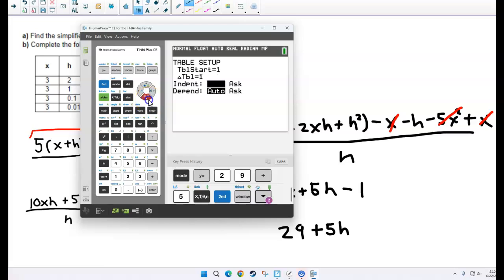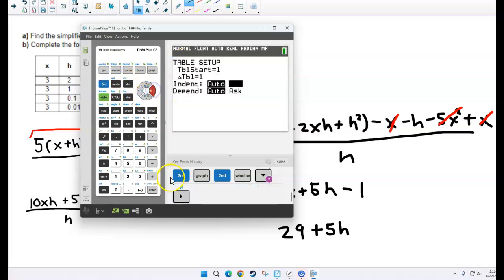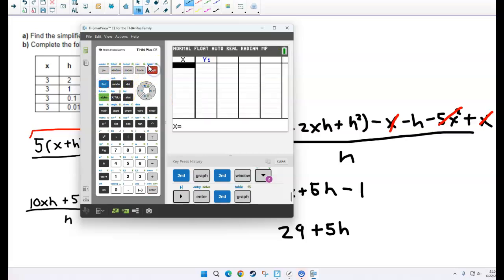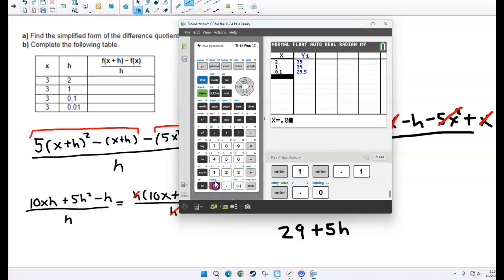We want to set that to ask. That way, rather than automatically generating a list of values for the input, the calculator will prompt us to plug in the values we care about. So if we go to that second table set menu and select ask where it says independent variable, when I go to the table, which is second graph, in blue it has that table button there. Now we have a blank list and it's waiting for us to plug in whatever values of h, which we had defined as x as far as the calculator is concerned. We'll plug them all in here. So I can plug in 2, 1, 0.1, and 0.01, and that will complete the table for us.